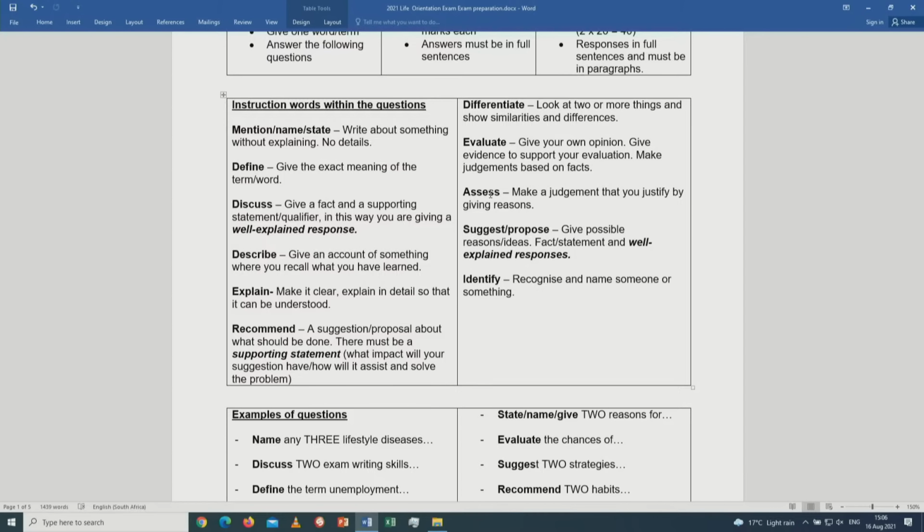If it says mention or name or state, remember I said this is the first step: to underline the instruction words and know what the instruction word expects you to do. Then the second step would be to look at the mark allocation. I'll explain the mark allocation later. Now let's focus on the instruction words. If it says mention, state or name, you know that it requires you to write about something without explaining it or without giving any details.